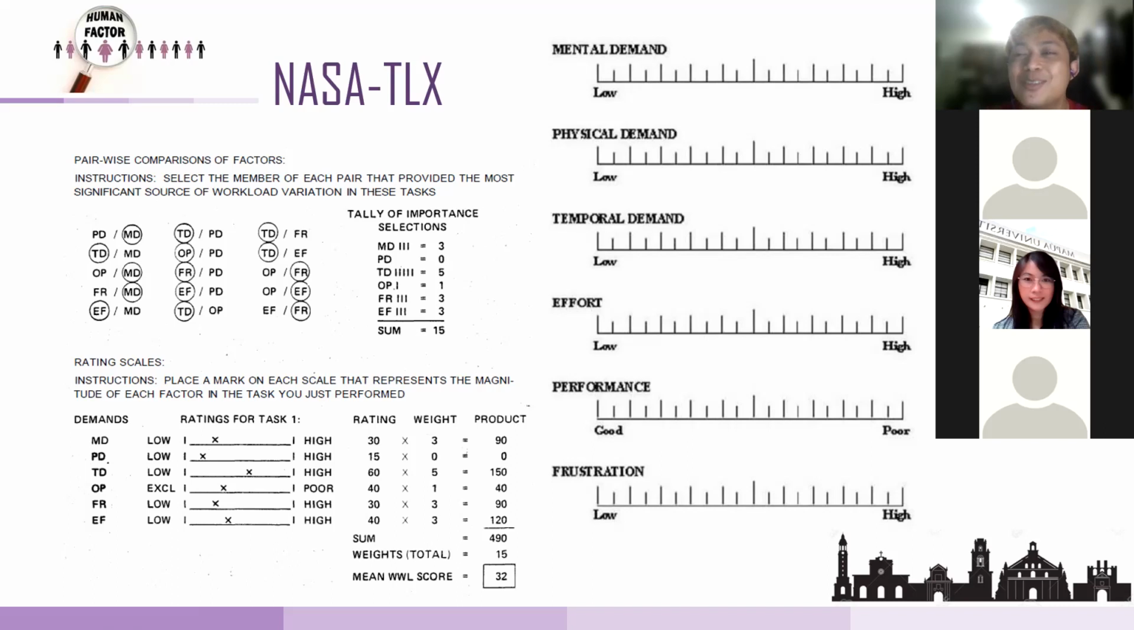Let me check. What do you mean with average? I don't get it. Oh, wait. Let me open the file. Yeah, you can share your screen.